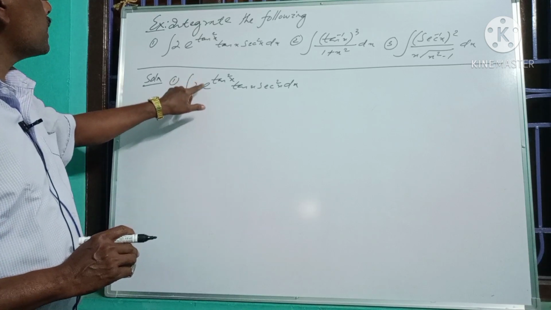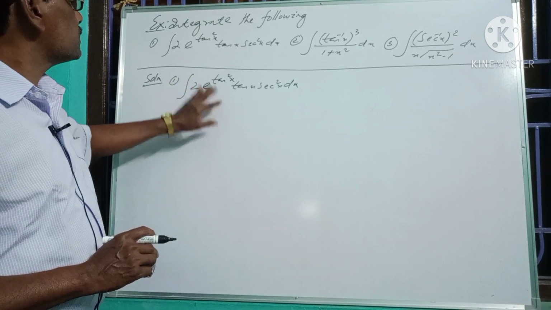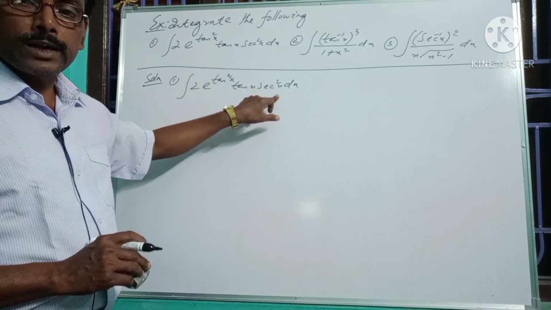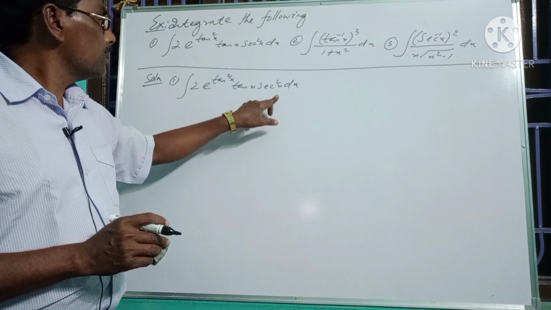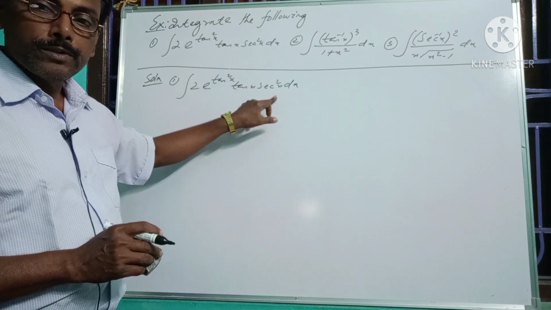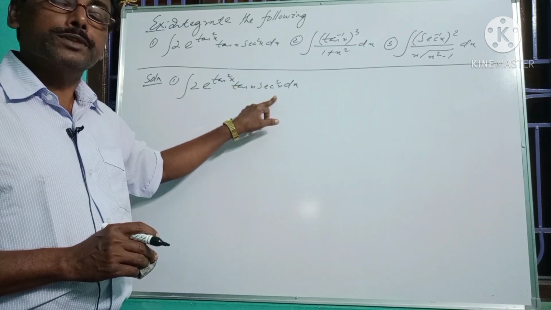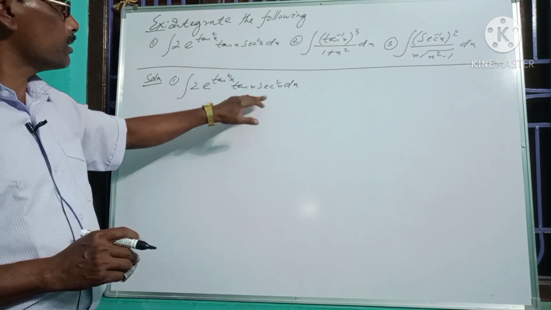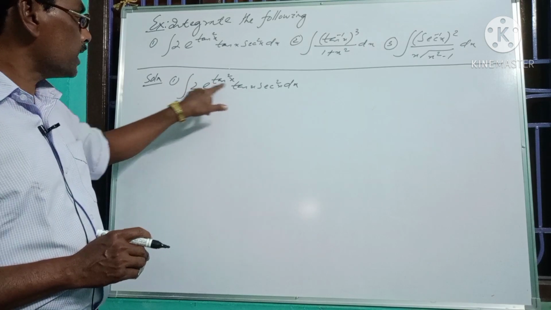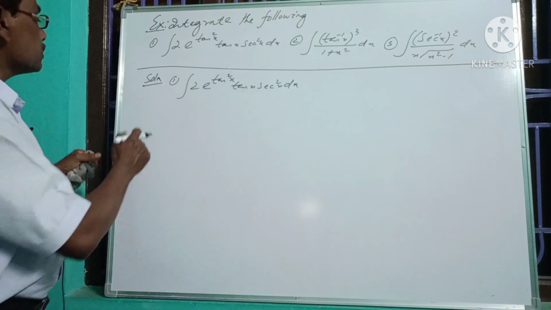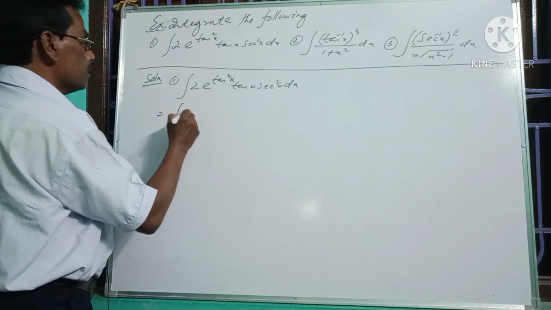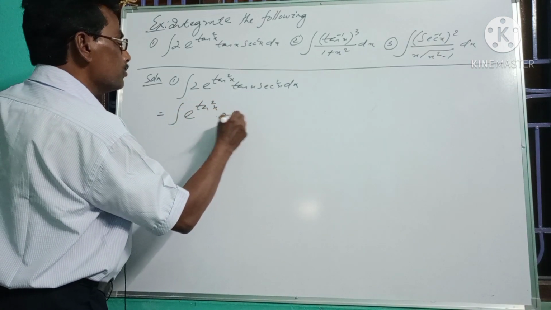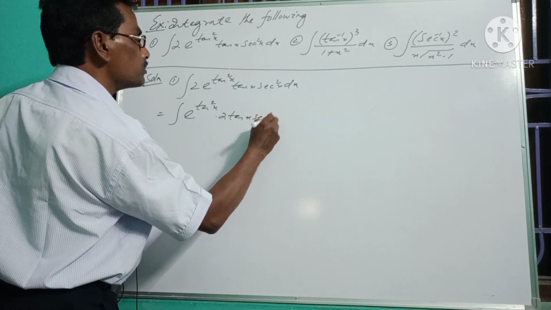If we carefully observe, and if we differentiate tan square x, it will give us 2 tan x into sec square x, where the integrand contains 2 tan x into sec square x. So in this process of integration, we have to assume tan square x as v. Before substitution, let us adjust 2 with tan x into sec square x. So adjusting 2, we have integration of e to the power tan square x into 2 into tan x into sec square x with respect to x.